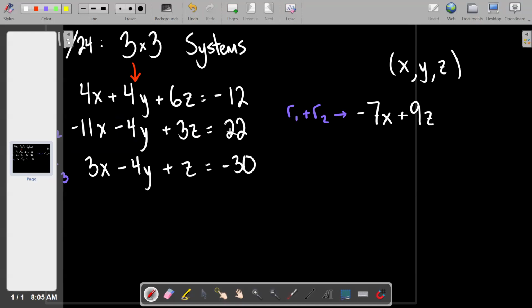And then no row operation is complete until we also add the constants together. That's the yellow box over there. What's negative 12 plus 22? 10. So what we just did probably feels completely pointless.